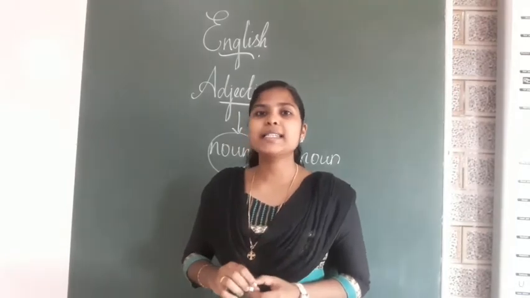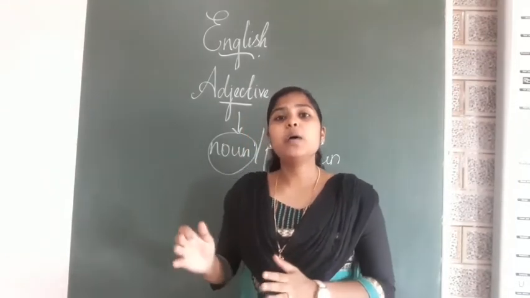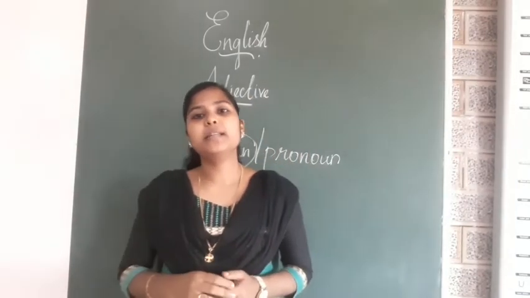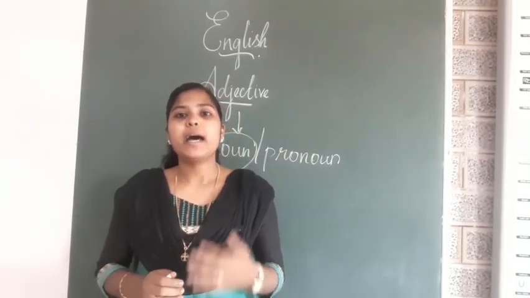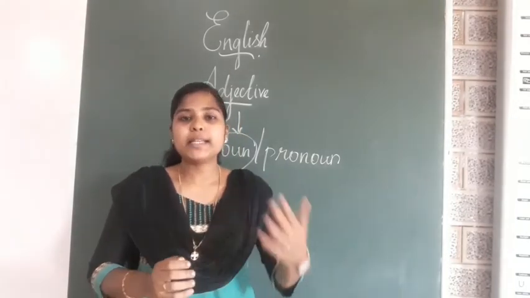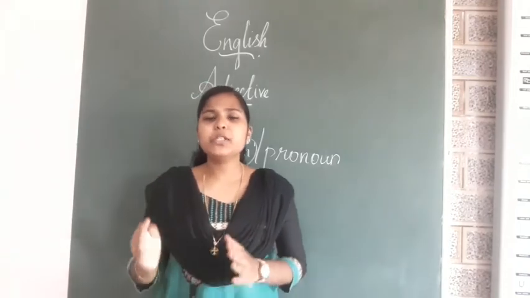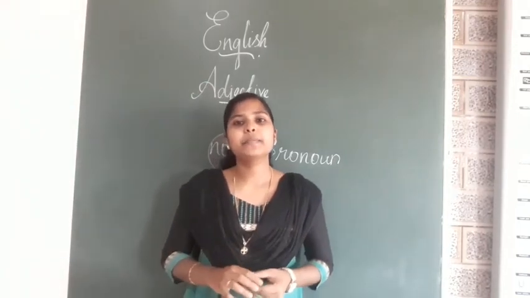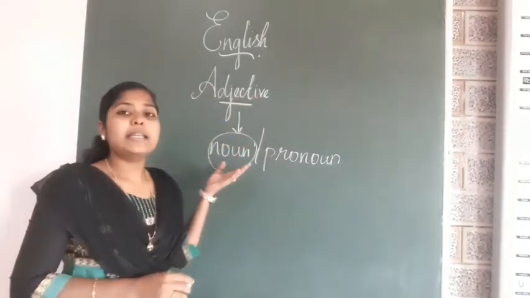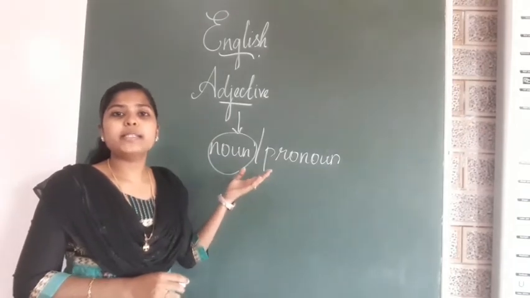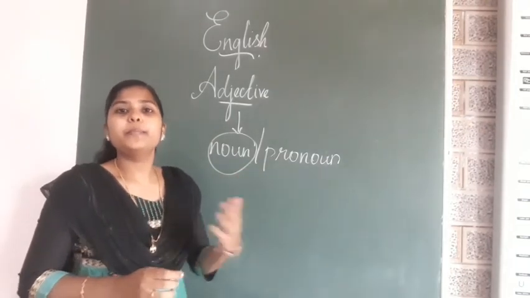word is called a noun. Noun denotes the name of a person. For example, Ashwin, Sachin. These are the names of particular persons, isn't it? So noun is a naming word. It denotes the name of a person or place.